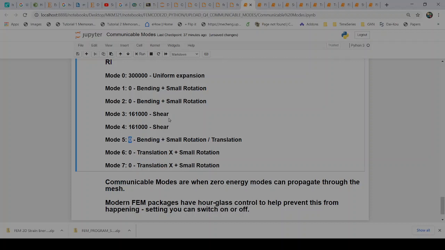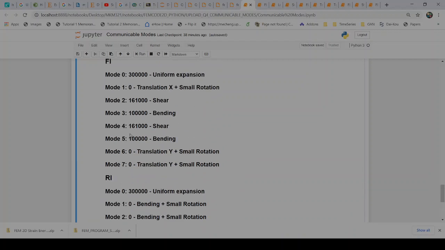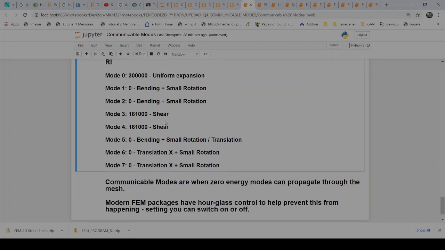So that's really what has changed. The things have stayed the same. Shear stayed the same, uniform expansion stayed the same. But our two bending modes, that had lots of strain energy associated with them, now have zero strain energy associated with them. And so the implication is, our reduced integration element has 1, 2, 3, 4, 5 zero energy modes.